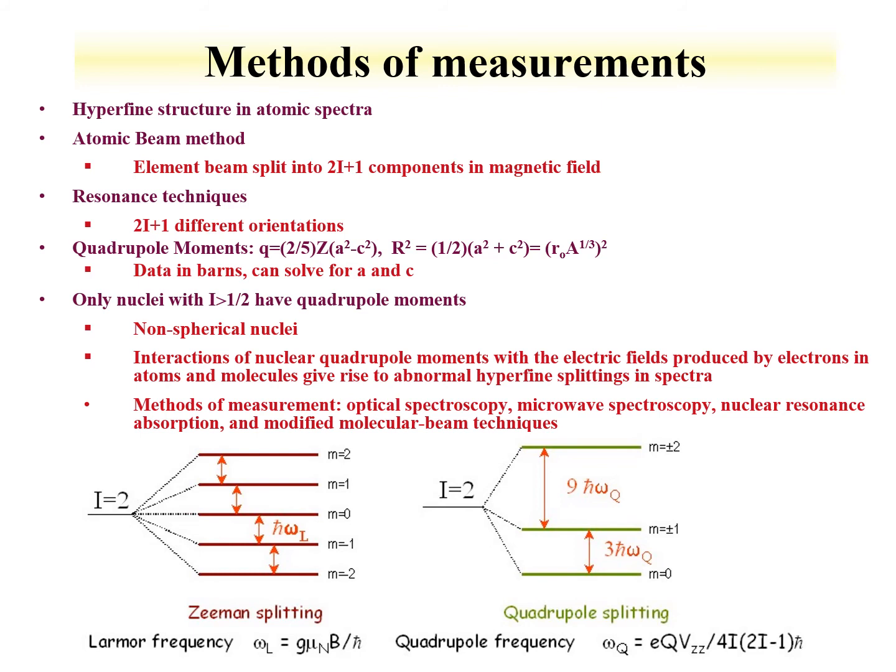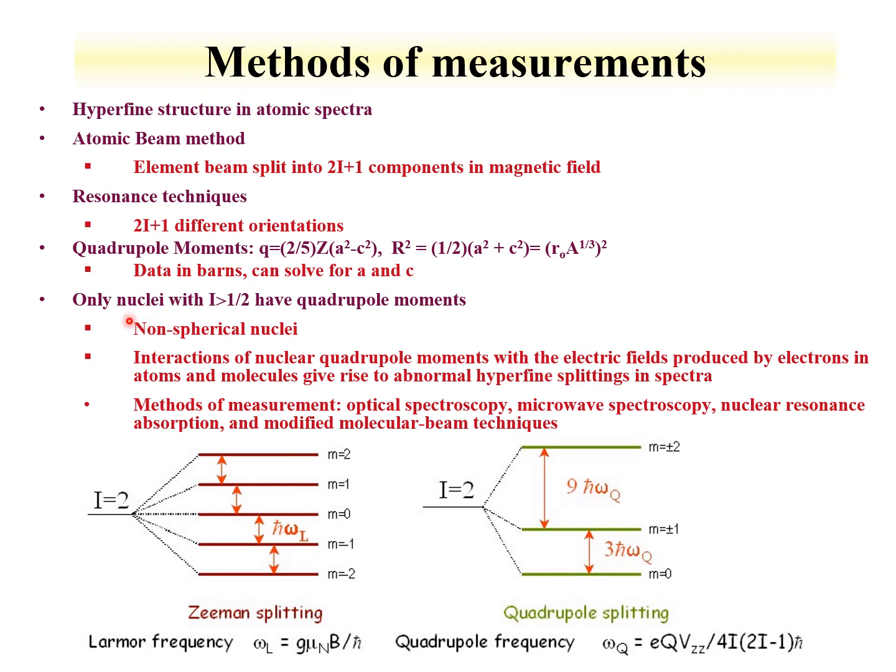Methods for measuring the magnetic property of nuclei. You may have seen this in other courses. There's an atomic beam method. You split an element beam into 2I+1 components in the magnetic field. It gives you information on your magnetic properties. You can do resonance techniques. Quadrupole moments can be used.